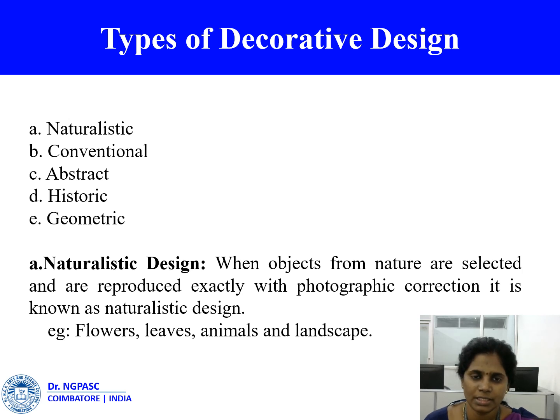Now we are going to see about the types of decorative design. There are 5 types of decorative design, namely naturalistic, conventional, abstract, historic, and geometric. First is naturalistic design. When objects from nature are selected and are reproduced exactly with photographic correction, it is known as naturalistic design. For example, flowers, leaves, animals, and landscape.